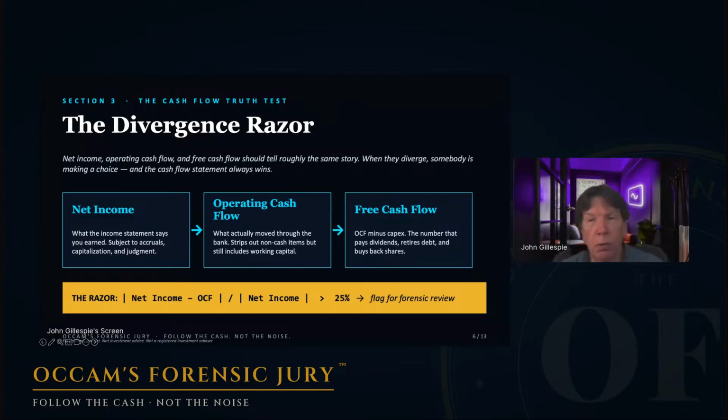When I do my financial statement analysis, really, cash is king. It's all about free cash flow. If a company doesn't have free cash flow, they're not going to last very long. So this is the single most important slide in the deck. I call it the divergence razor, and it's the first test I run on a company I'm considering. Net income, operating cash flow, and free cash flow should tell roughly the same story. Net income is what the income statement says you earned, but it's subject to accruals, capitalization, management judgment.